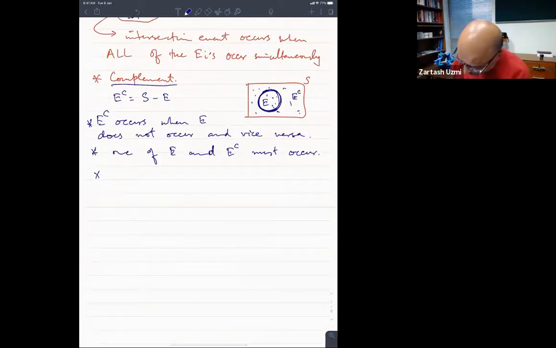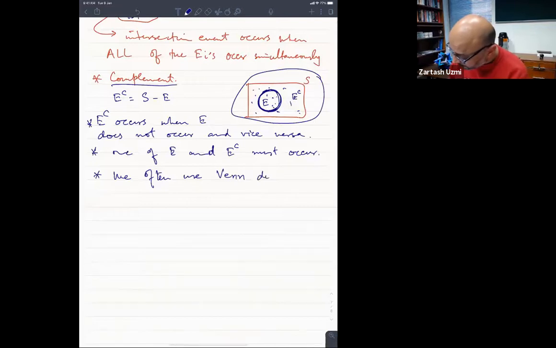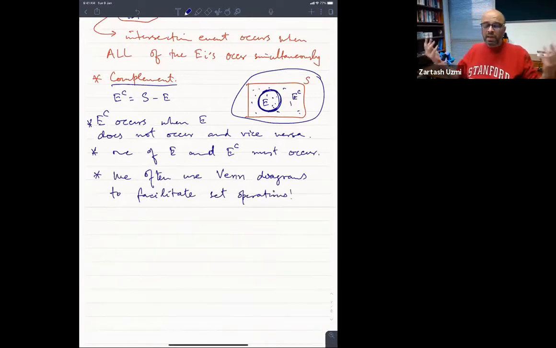Okay, so great, this is interesting. So as we said, we often use Venn diagrams. This is a Venn diagram. Venn diagrams to facilitate set operations. So to facilitate set operations, we often use Venn diagrams. Okay.